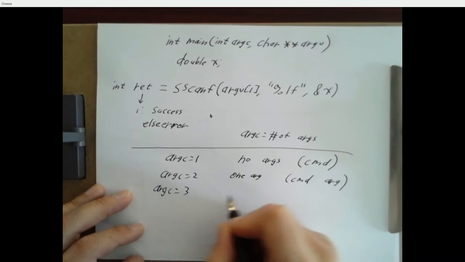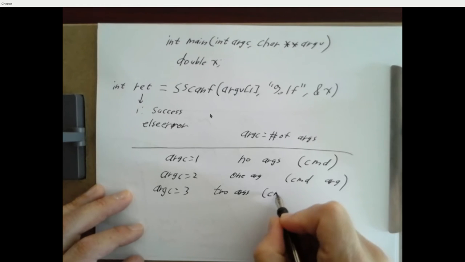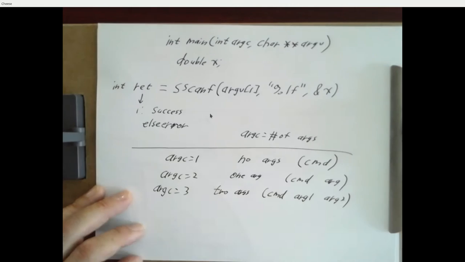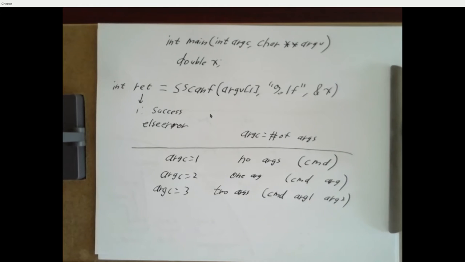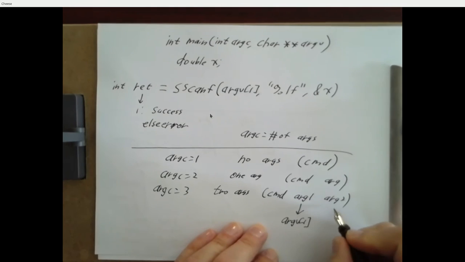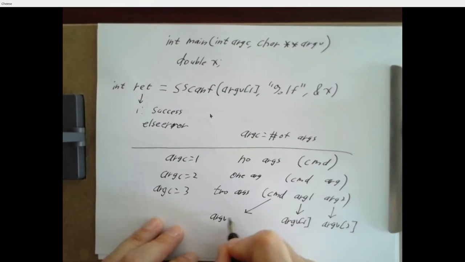If argc is 3, you have two arguments, and you basically said the command followed by arg1 followed by arg2, and so on. So this number 3 is counting the command as something on the command line, but it's telling you that you actually have two arguments after the command. And how do you get to those arguments? That's from argv. The first argument is argv bracket 1, the second argument is argv bracket 2, and the command itself is always argv bracket 0.